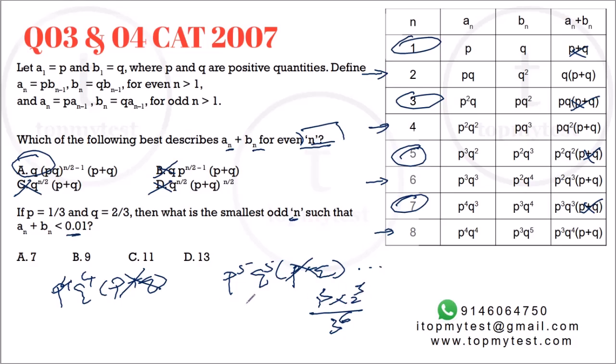Right. 2 cube is 8. Denominator is 3 to the power 6. 3 square is 9. 9 cube is 729. Now this is not less than 0.01. 0.01 is basically 1%, right? 1% of 729 is 7.29, not 8. So this is out. Right.